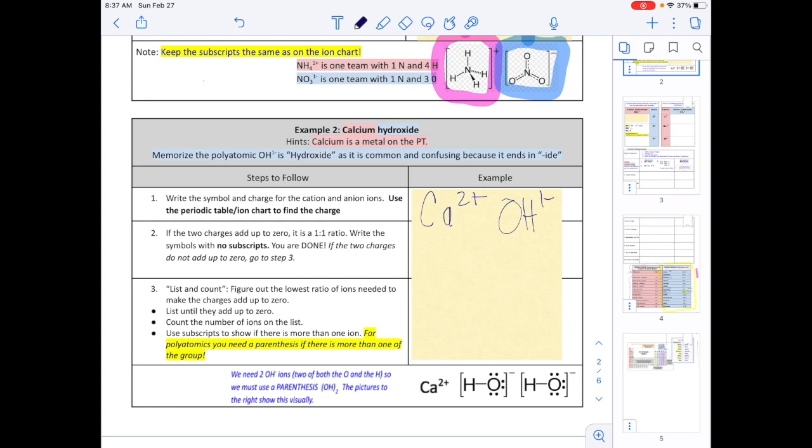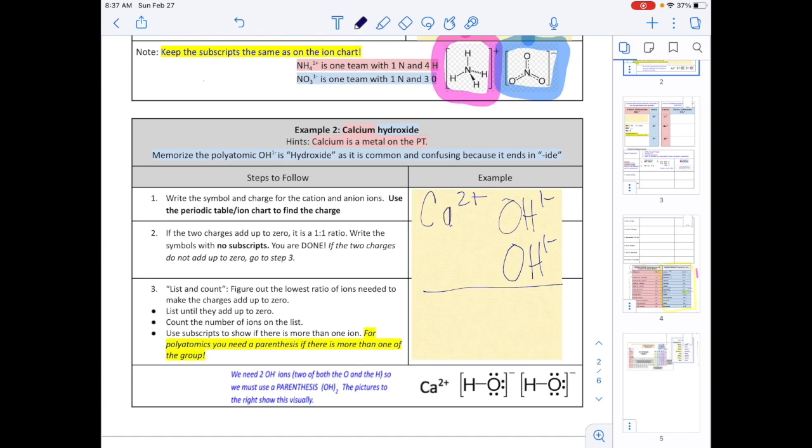Now, do they add up to 0? +2 and -1? No. Since they don't add up to 0, I'm going to add another one of the OH to make it cancel out or balance out again. We want them to be neutral. So now +2 and -1, that adds up to 0.